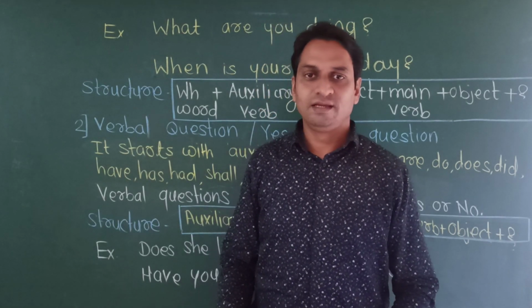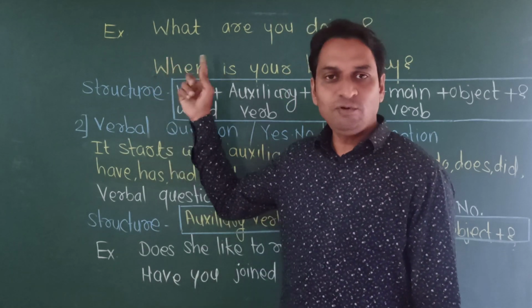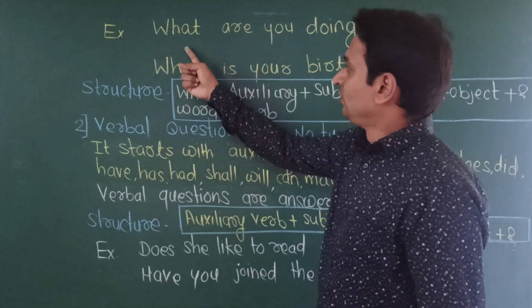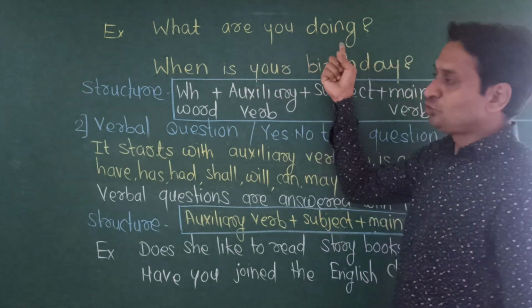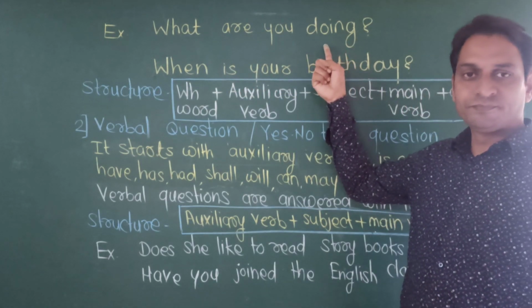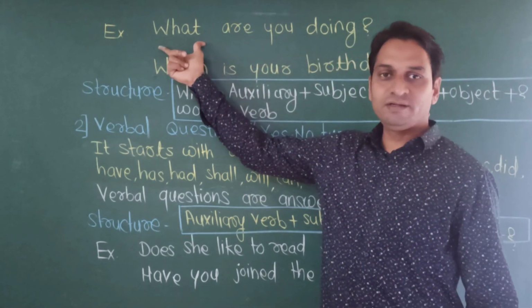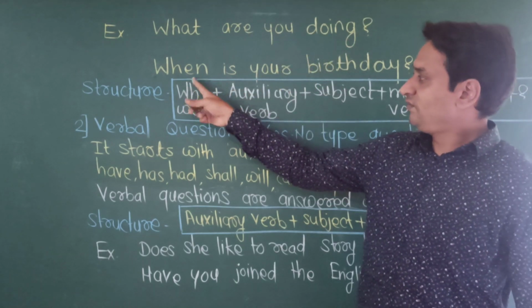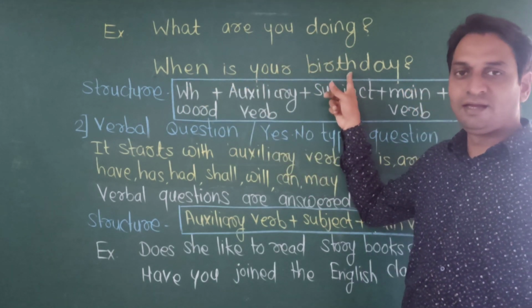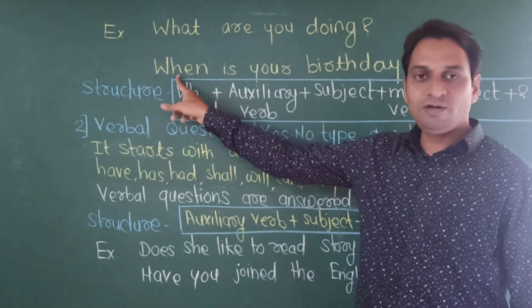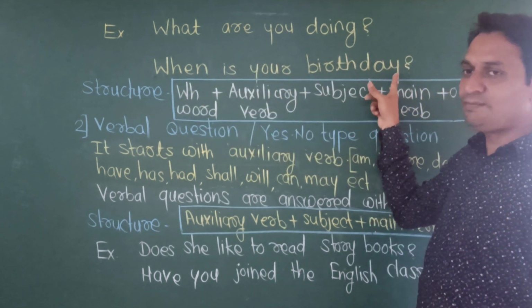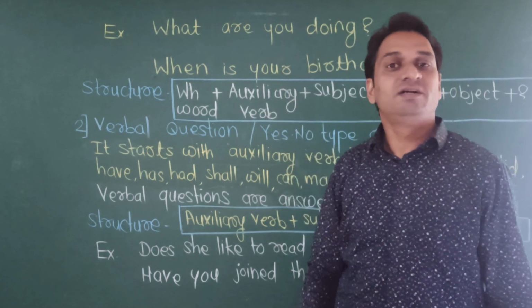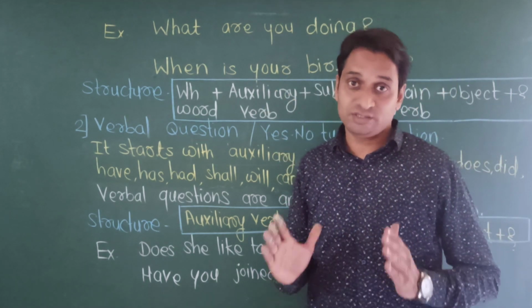Now, let's see the examples of WH questions. First example, what are you doing? It starts with a WH word, ending with a question mark. In the same way, when is your birthday? It starts with a WH word, ending with a question mark. These are the examples of WH questions.